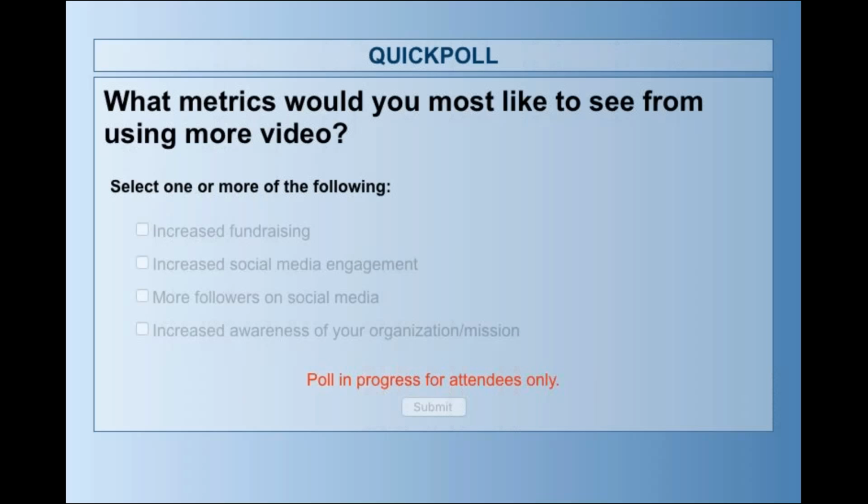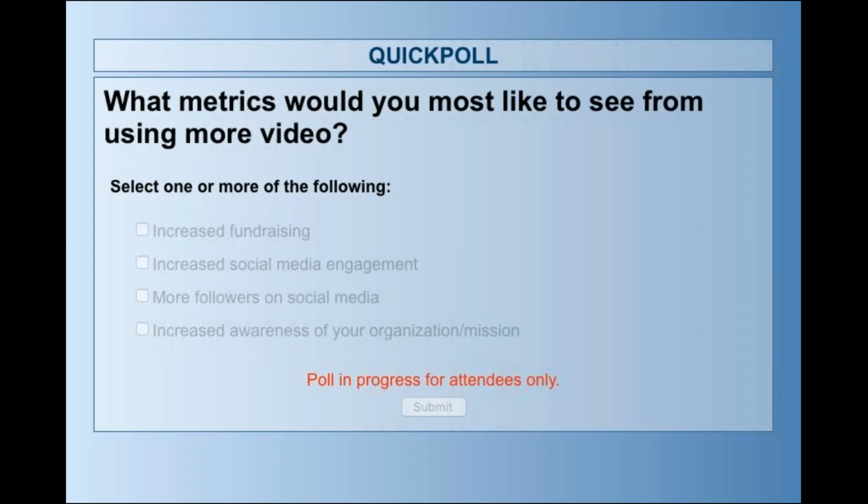What metrics would you most like to see? In other words, what objectives would you like video to help you solve? And yes, I'm glad it says select one or more of the following, because I'll bet just about everybody is going to check the first one there. How many people are checking all four? Well, it looks like at least 50% of people are checking all four. Okay, so that's certainly not surprising.